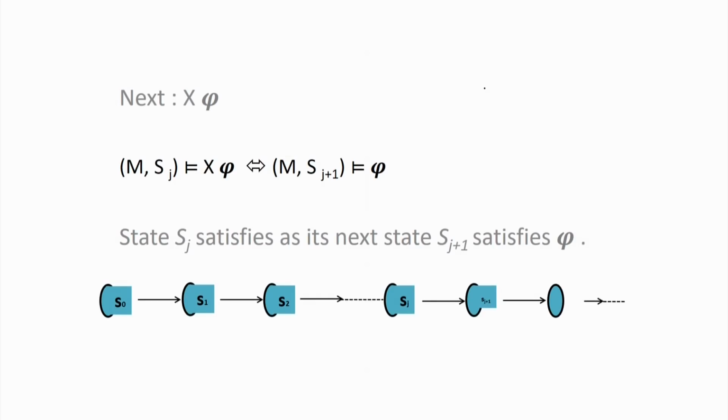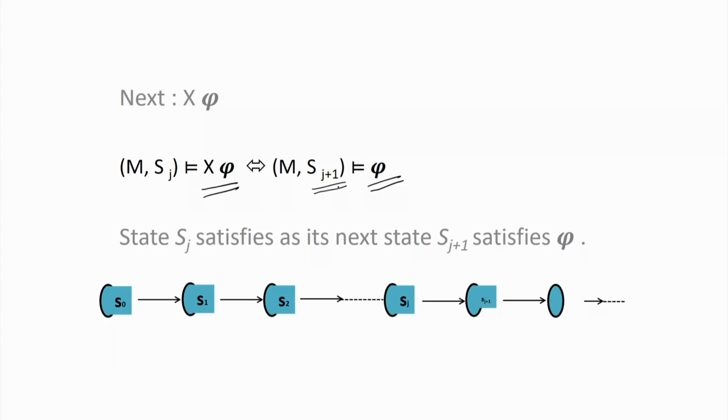Now, what is the meaning of those particular operators? When I say the next operator or X operator, X phi, what does it mean? It means that if I am in a particular state, whether something holds in the next state or not. So, the truth value is defined like that. M, S j models X phi, where X phi is a temporal formula, next phi, provided M, S j plus 1 models phi. So, this is the next state.